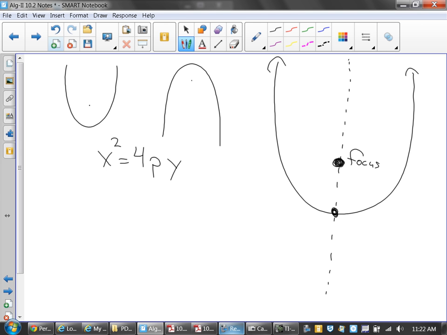The other thing that happens now is that we're going to have what's called a directrix. A directrix, yeah, I know, it's a little weird. A directrix is a line that is perpendicular to the axis of symmetry. So if my axis of symmetry is x equals a number, my directrix will be y equals a number.